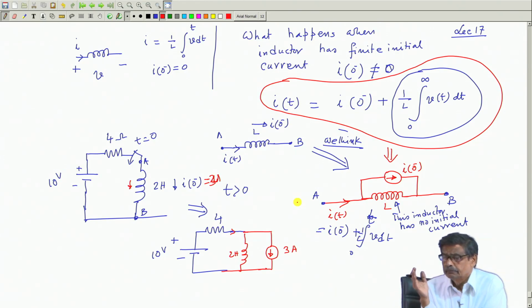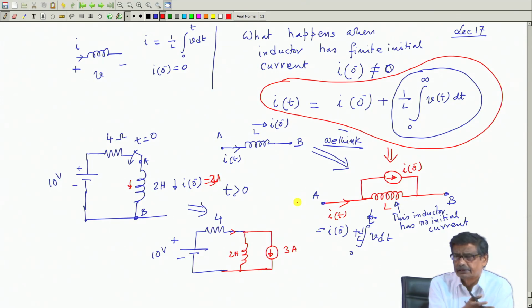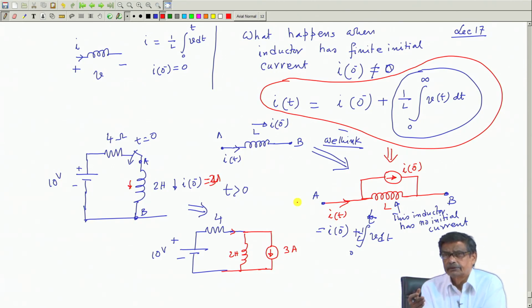But as we have seen earlier, an inductor is connected to this circuit for some time, then it is switched over to another circuit, then the building up of current in the inductor when it is connected to this new circuit will start from this I 0 minus, current is continuous in an inductor, and this will spoil the game so far as the principle of superposition is considered.